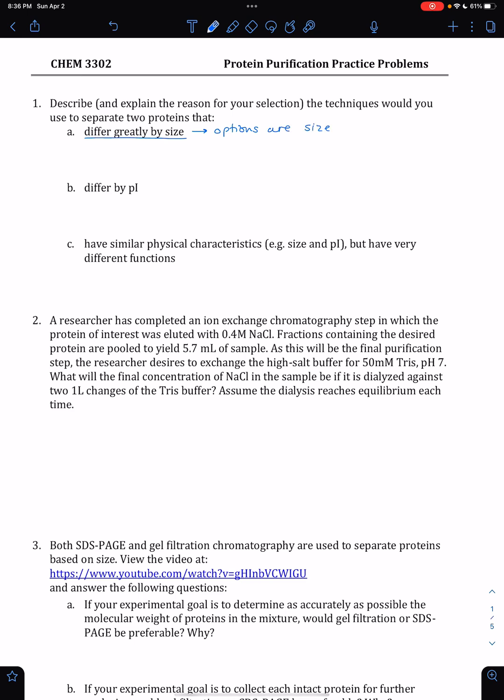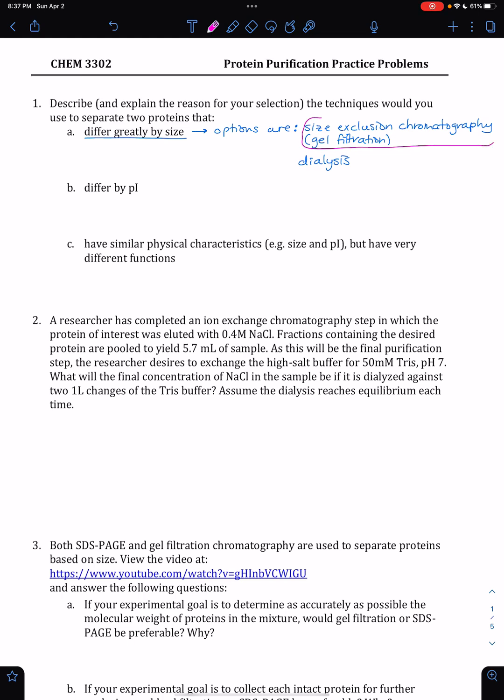size exclusion chromatography, also known as gel filtration. And then the other option is dialysis. So what I would choose in this scenario would be the size exclusion chromatography, okay?